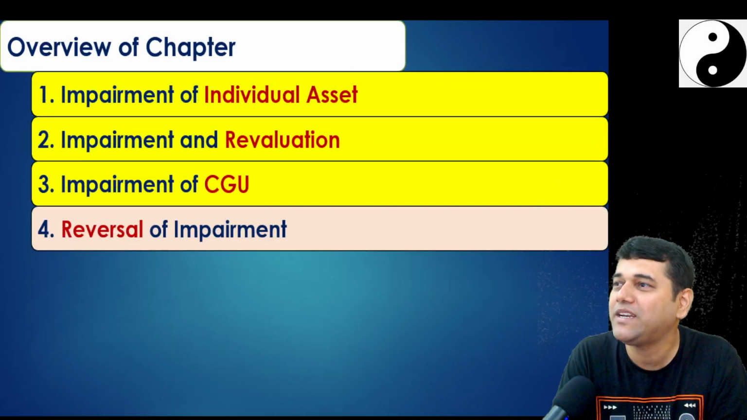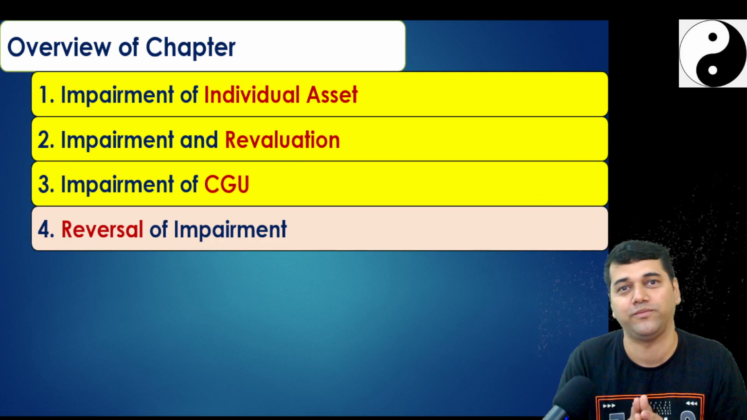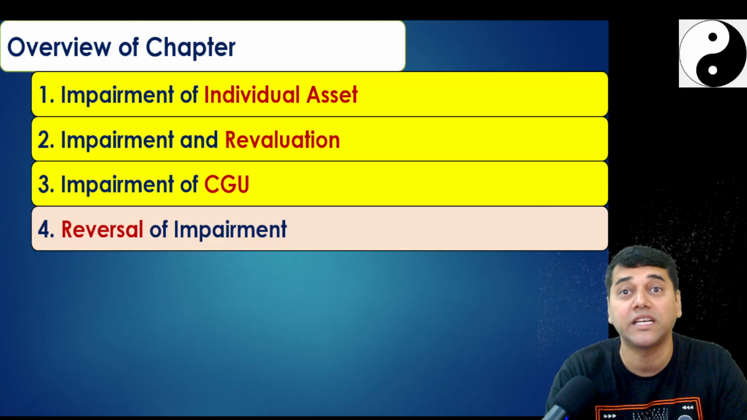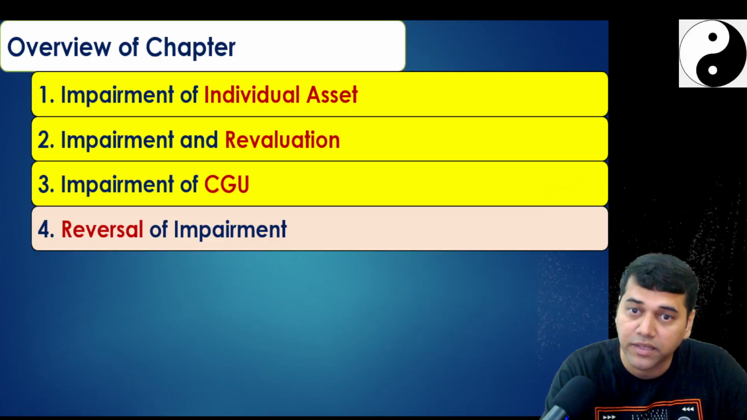Okay. Yes, with this we have done with the impairment of the CGU. So CGU impairment is covered. Now we will move on to the reversal of the impairment, which is another very important aspect.